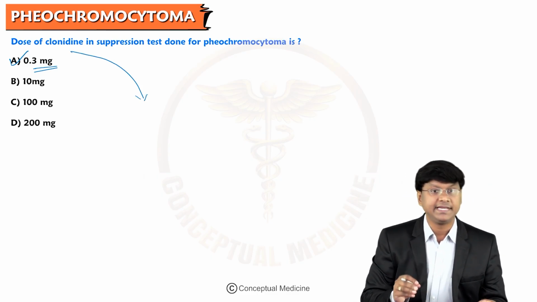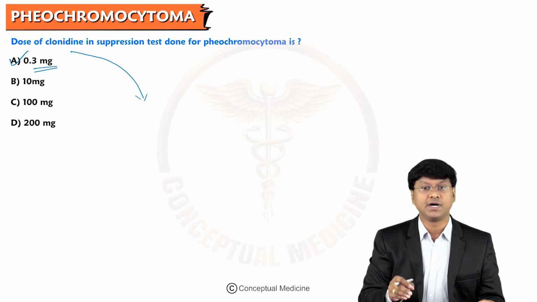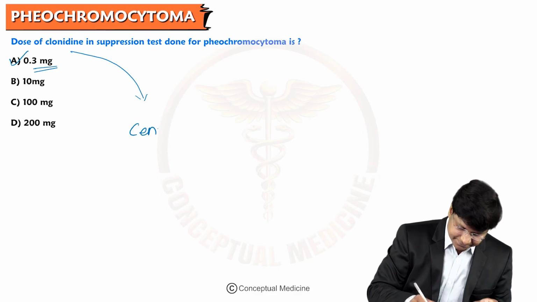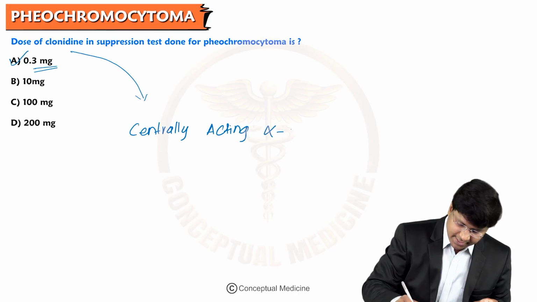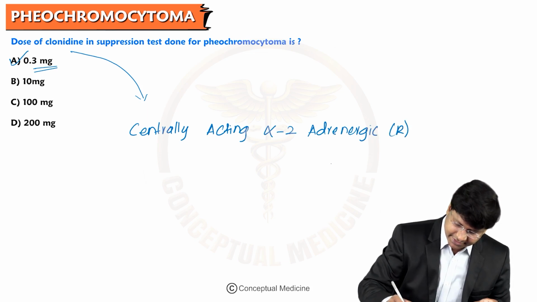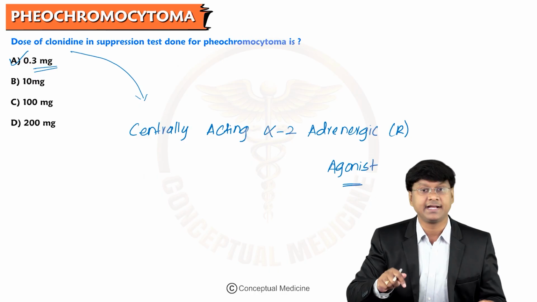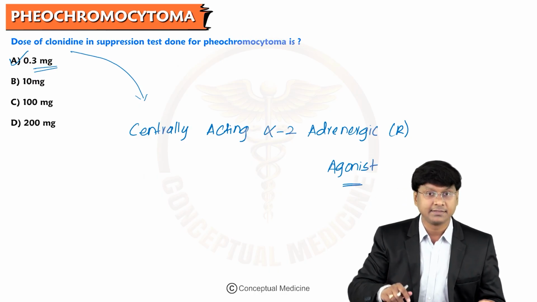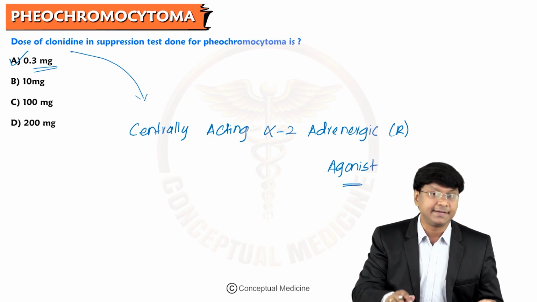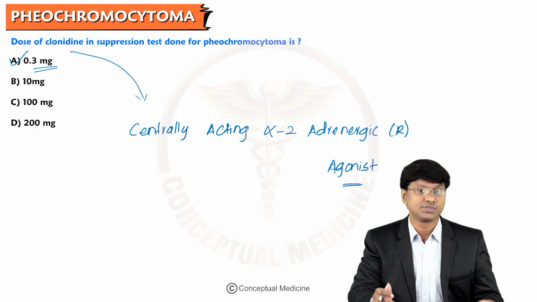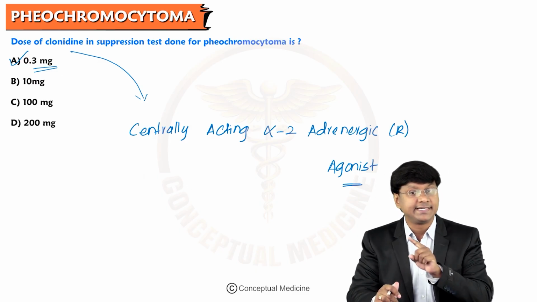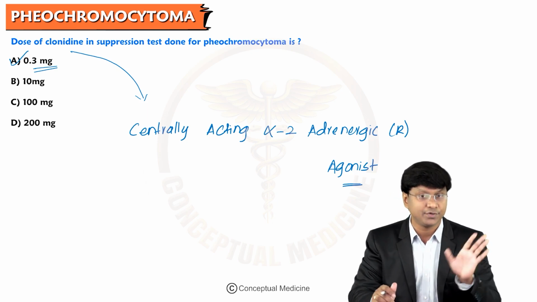Now, what is this particular clonidine? Clonidine, remember, is a centrally acting alpha-2 adrenergic receptor agonist. So that is what clonidine is. And this clonidine, a centrally acting alpha-2 adrenergic receptor agonist, will normally suppress the release of catecholamines from the neurons. But this particular clonidine does not affect the catecholamine secretion from the pheochromocytoma.